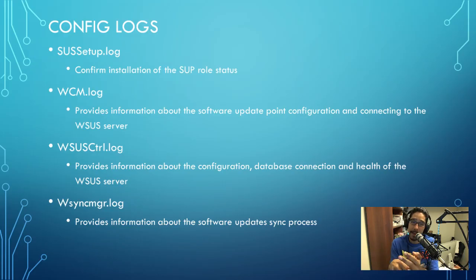Then you have WCM.log, which provides information about the software update point configuration connecting to the WSUS server. That's very important. You have WSUSCtrl, which provides information about the configuration, database connection, and health of the WSUS server. And then last but not least, you have the WSyncMgr log, which provides information about the software update sync process. So these 4 logs are very, very important.